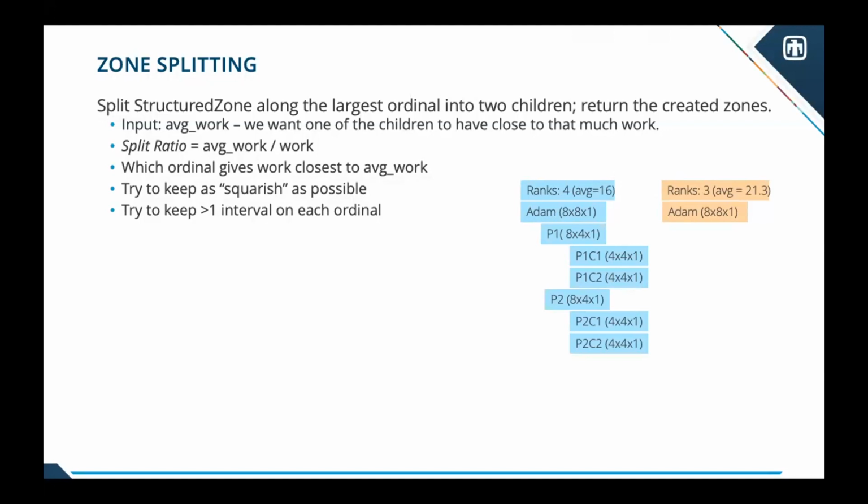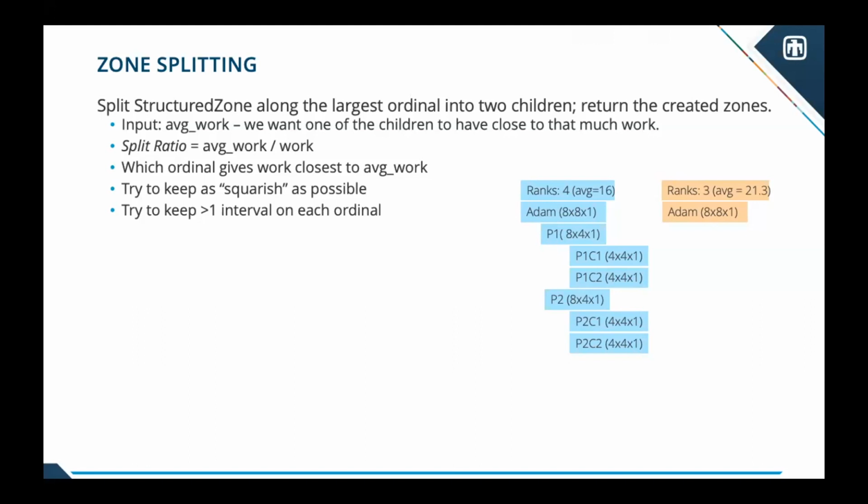So like I said, on this one, we just split in half and we get two children that are 8x4, where we started out with 8x8, and then those can be just split in half, 4x4, 4x4. We're aiming for an average of 16 work on that, and we end up with 16 on each of the ranks, and so we've got a perfect balance.